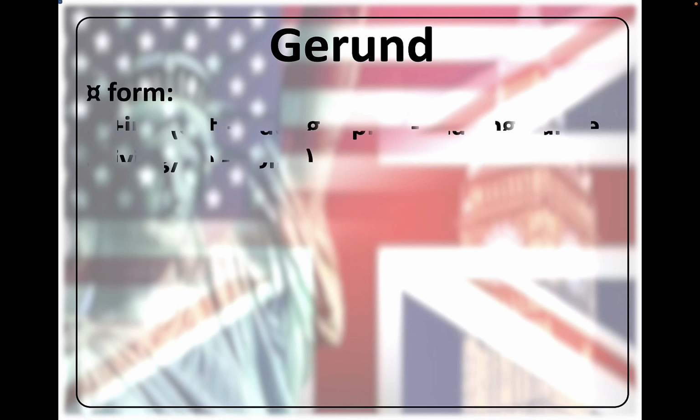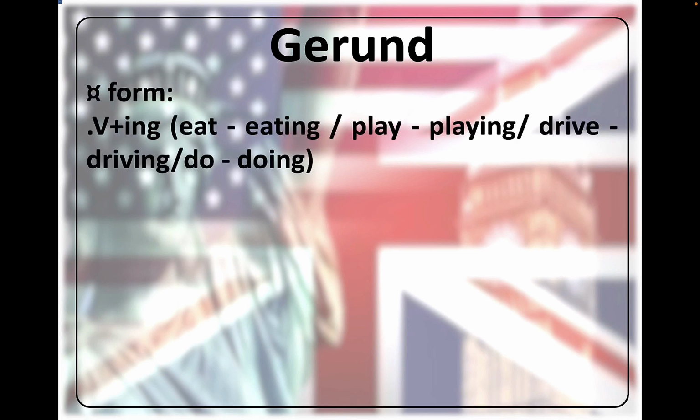Gerund as a form, it has got the form of the verb. Why? Because it is constructed of verb plus ing, like eat, eating, play, playing, drive, driving, and do, doing. And in here, I don't want you to mix up between gerund and continuous tenses. Continuous tenses, we have verb to be plus verb plus ing. But gerund, it is just verb plus ing.